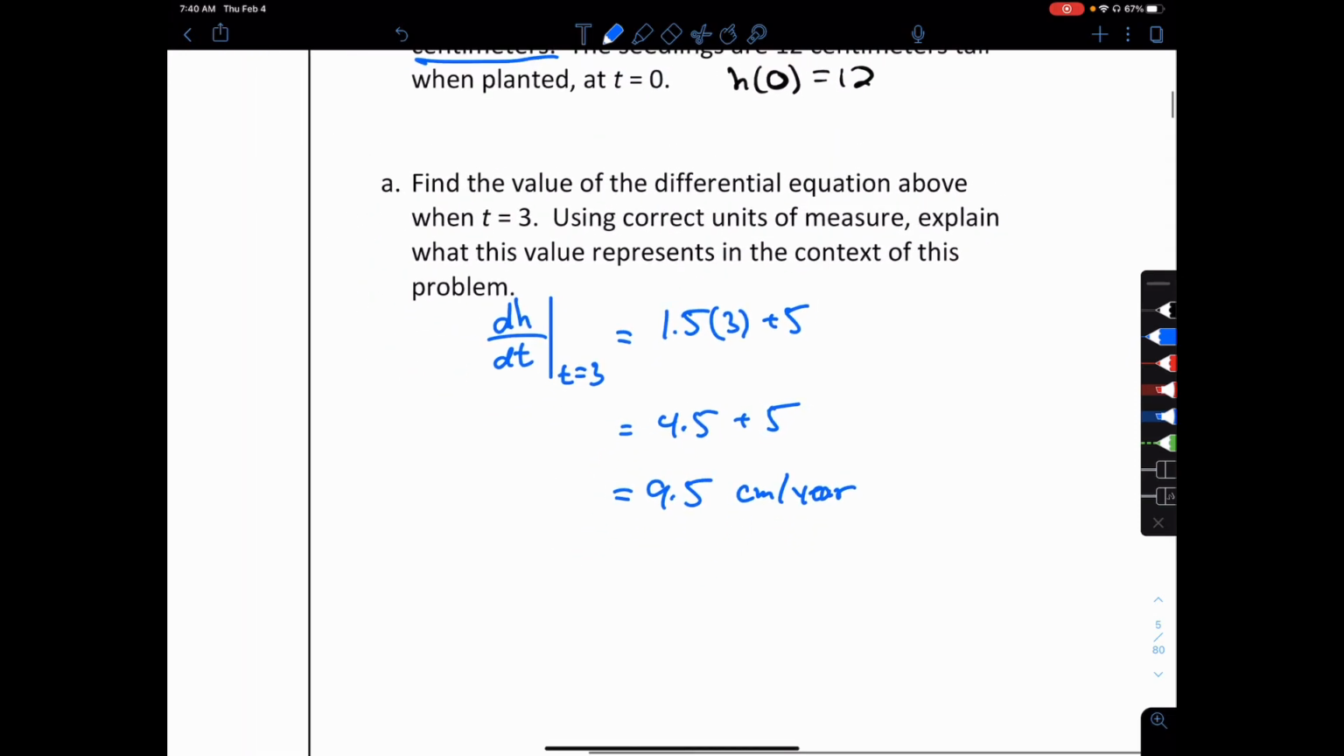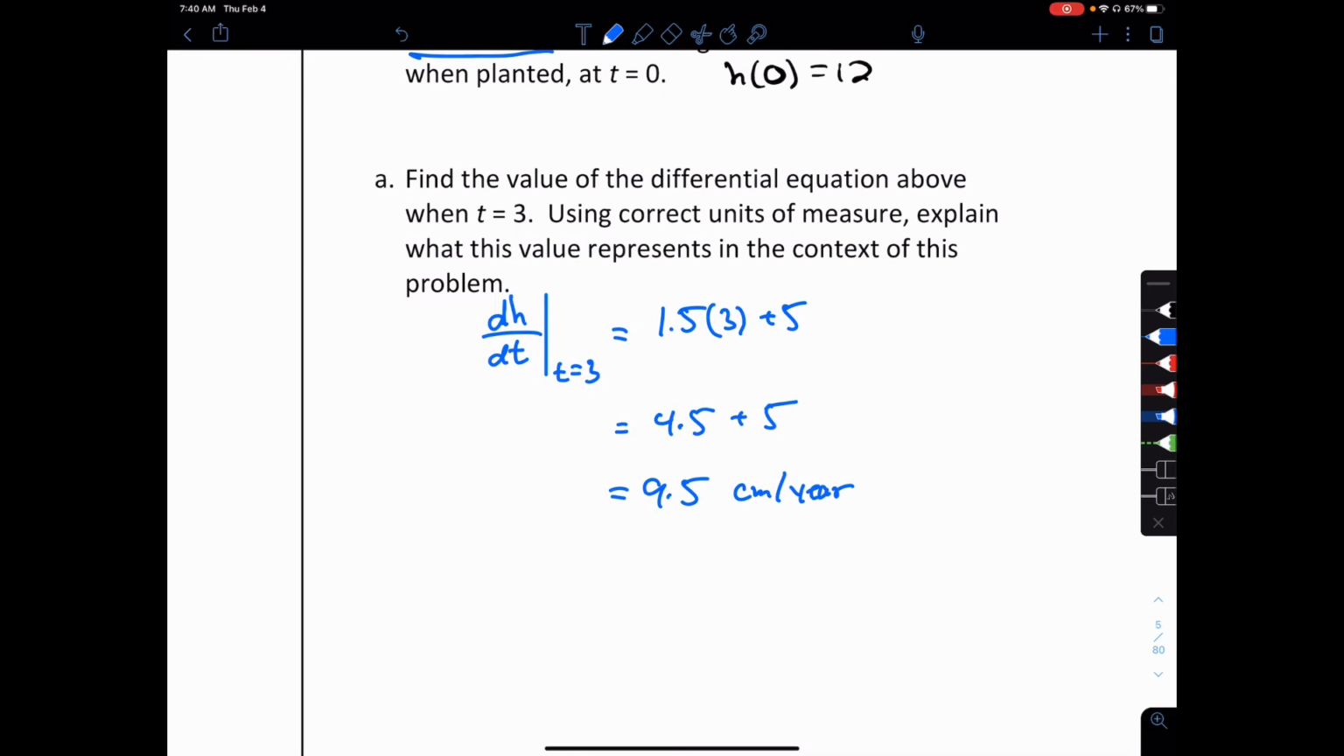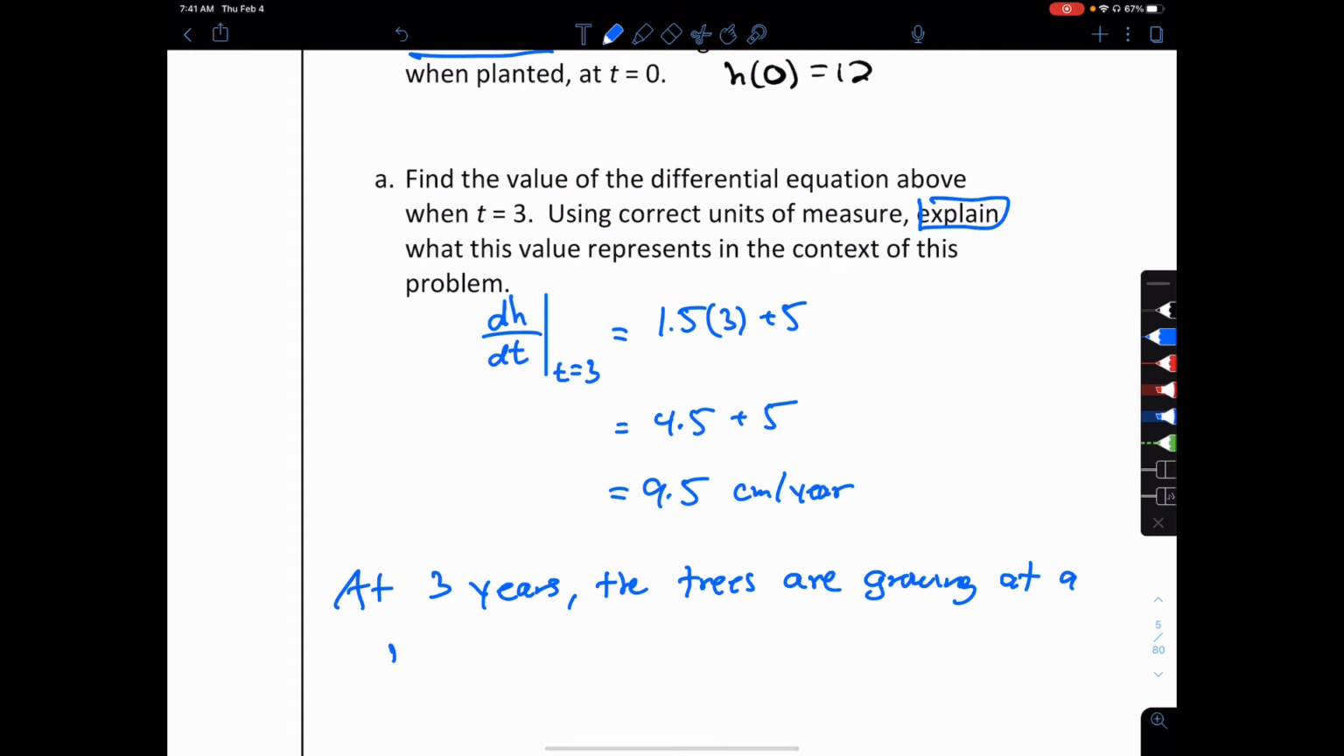We're supposed to explain this. So an explanation would be at 3 years, the trees are growing at a rate of 9.5 centimeters per year.